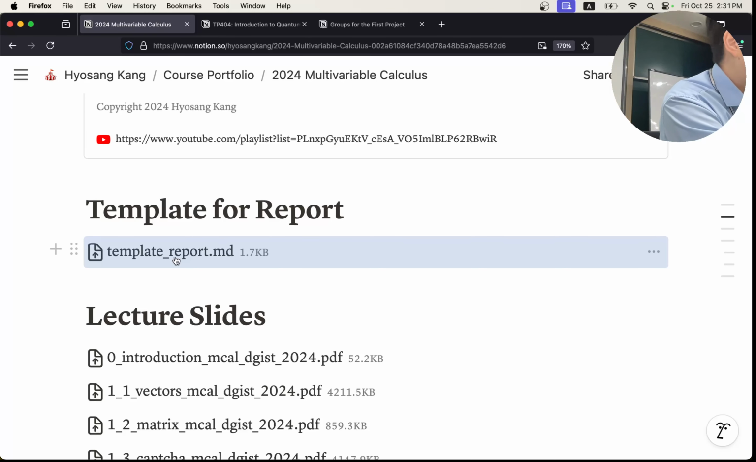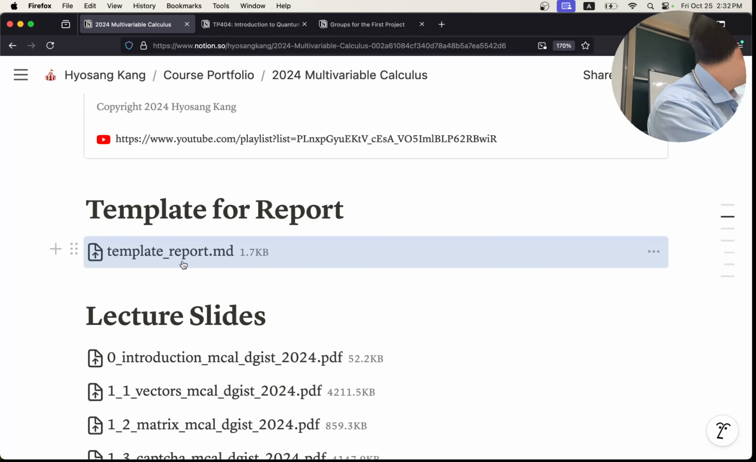In the assignment, I will post a zip file containing the template that you can find in the Notion, the same template file, and also some instruction README file and some folders if necessary. You have to read the instructions carefully, but I'll briefly tell you how you should write your report. It's not about the content, it's about the format.